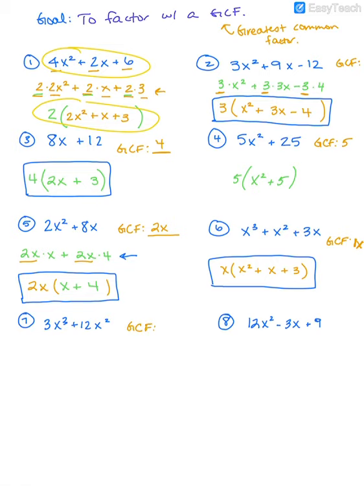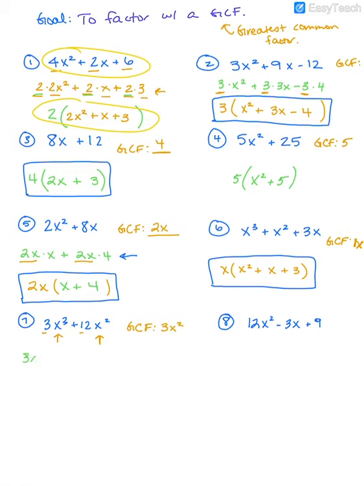So the greatest common factor between 3 and 12 would be 3. What is the greatest common factor between x cubed and x squared? It would be x squared. So again, if you want to write out that middle step, we can do that.